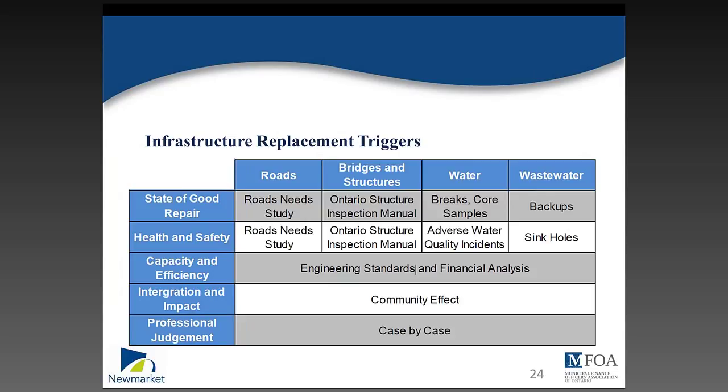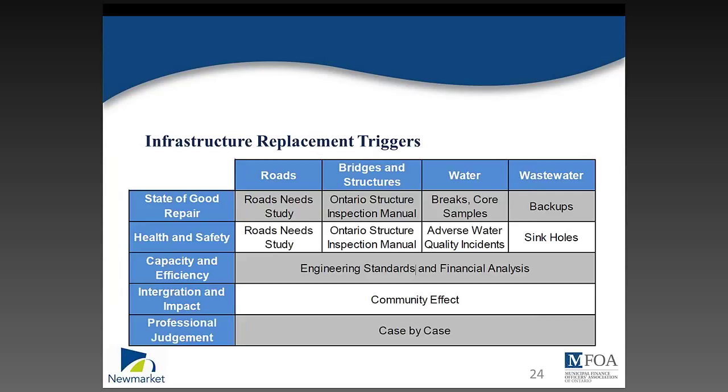So in Newmarket, we started these conversations. One of the products of the conversation so far is that in our asset management plan, we included this chart to identify a theoretical basis for triggers to replace our assets. Our plan mentions that infrastructure can be downsized to reflect the required capacity and reduce waste due to flushing.